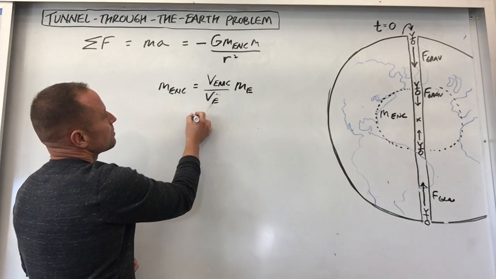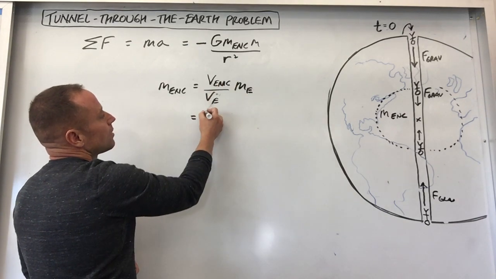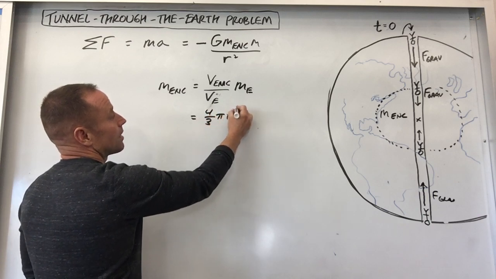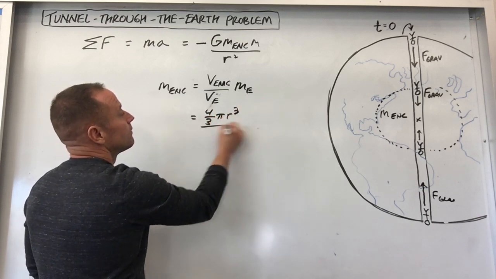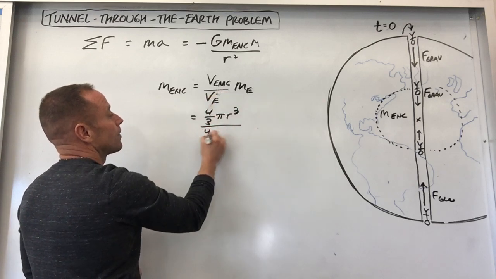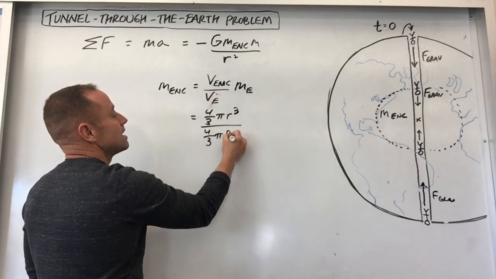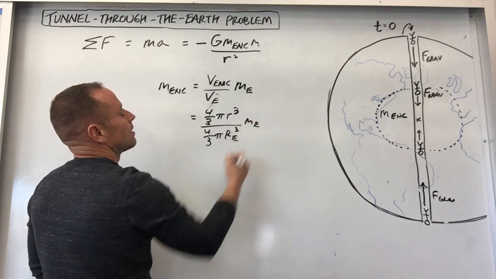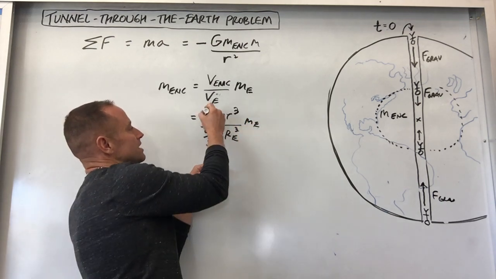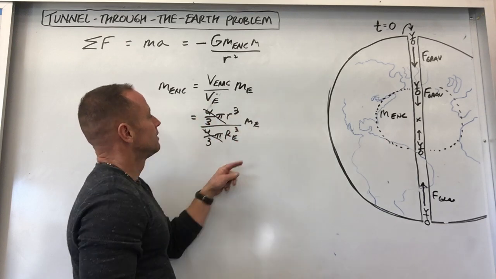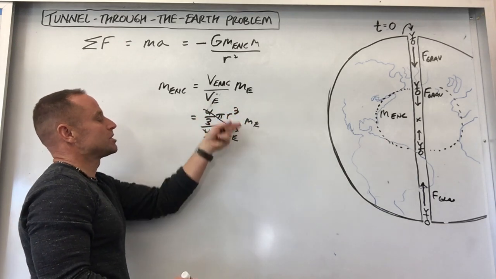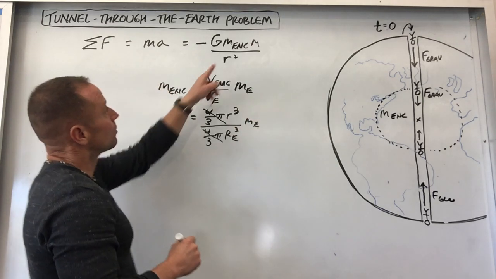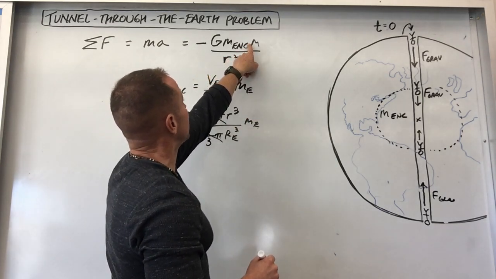The volume enclosed is the volume of a sphere, 4/3 pi r cubed, divided by 4/3 pi times the radius of the Earth cubed, times the mass of the Earth. So a lot of cancellations here. The 4/3 pi's are gone. It's really just the ratio of the cubes of the radius times the mass of the Earth. And so we can substitute that in there.